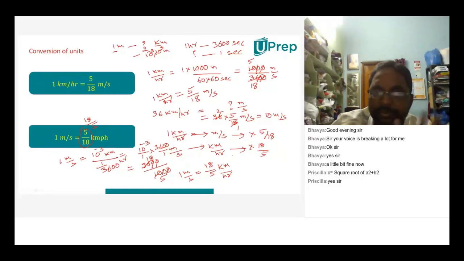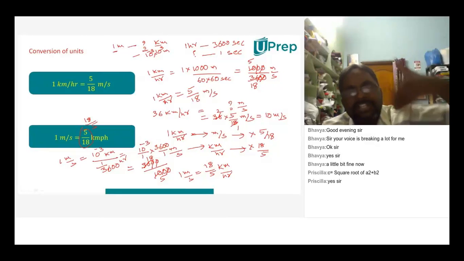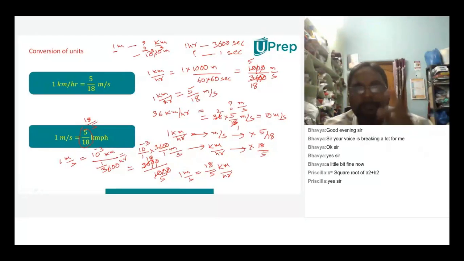So remember these two. From now onwards you have to say like this. From kilometer per hour to meter per second, you have to multiply with 5 by 18. And if you want to convert meter per second to kilometer per hour, multiply with 18 by 5. That's it. Okay.